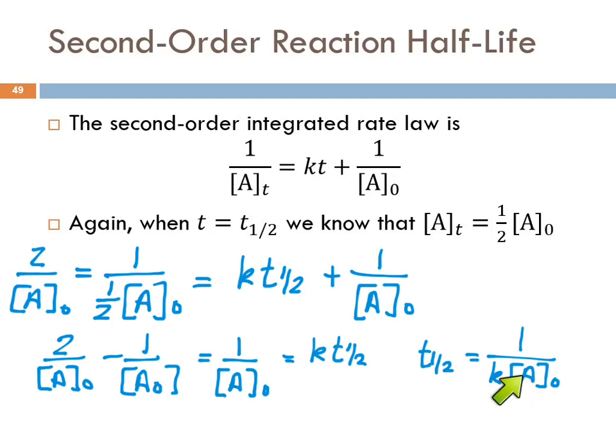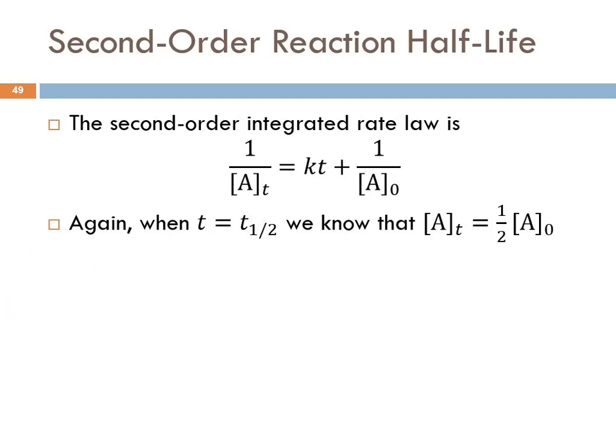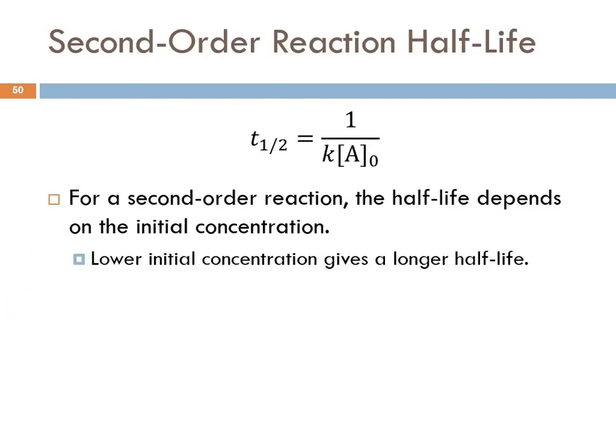If you have high initial concentration, is your half-life going to be big or small? Somebody commit. Small. Because 1 over a big number is a small number. If the initial concentration is small, then the half-life will be longer. So a lower initial concentration gives a longer half-life. It's inversely proportional to the concentration.